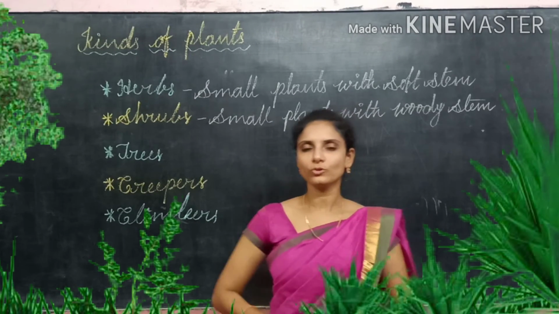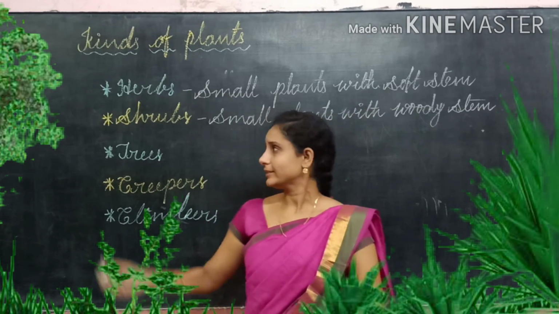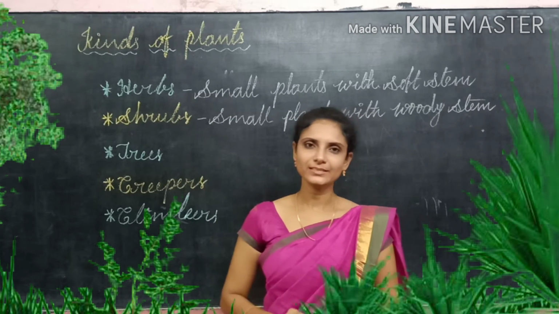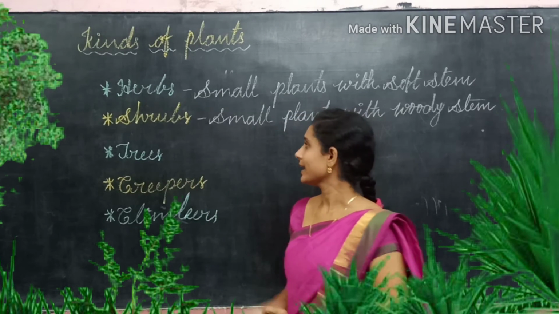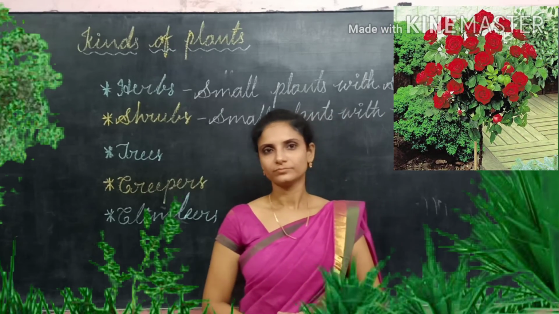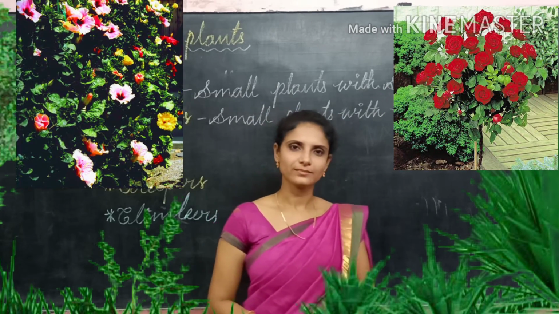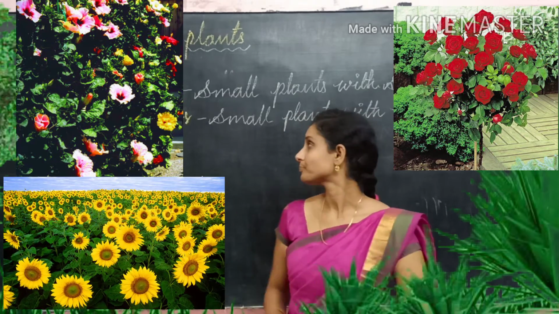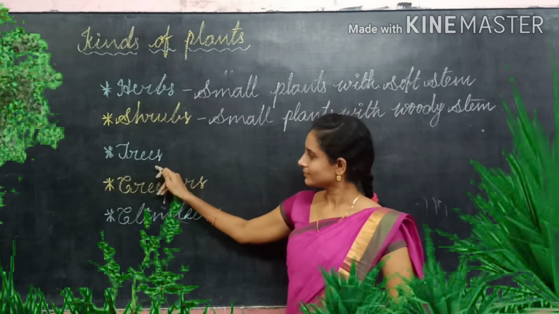Some shrubs grow as bushes. So these shrubs are also called bushes. What are the examples of shrubs? Rose plant, hibiscus and sunflower.